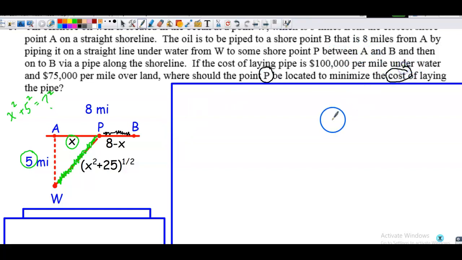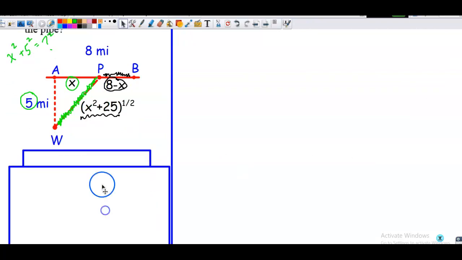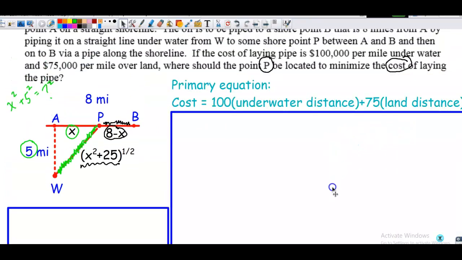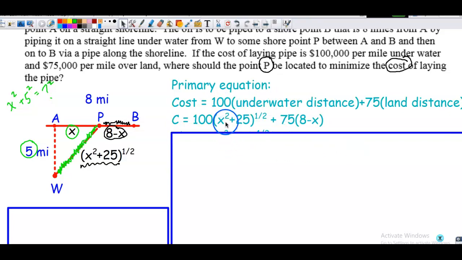So our goal is to create a cost equation. So it's going to be 100,000 multiplied by this distance plus 75,000 multiplied by this distance will give me the total cost. So let me do some cleaning up by getting rid of a few of these boxes. No, wrong one. Get rid of that box right there. Goodbye. And now let's start uncovering my primary equation. Notice that I'm using 100 and 75. Since it's thousands, I can drop those zeros and bring them back in at the end, and it makes my arithmetic much easier. So 100 times underwater distance plus 75 times the land distance gives me 100 times the underwater distance from my Pythagorean theorem, 75 multiplied by the land distance from P to B. There's my equation.